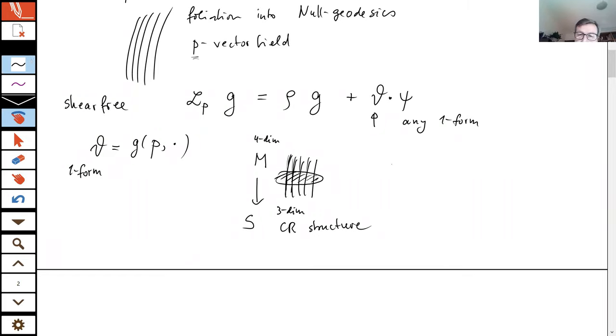What do we have? The kernel of this one form theta at each point gives us a codimension one subspace. So we have here the tangent space at each point of M, which is four dimensional at each point. So the kernel of this theta is three dimensional. We have a three-dimensional subspace in each tangent space. And in fact, this vector P belongs to this three-dimensional subspace because P was a null vector. We were talking about this. If I apply G on P and P again, then I get zero. So the vector field P is in that three-dimensional distribution.